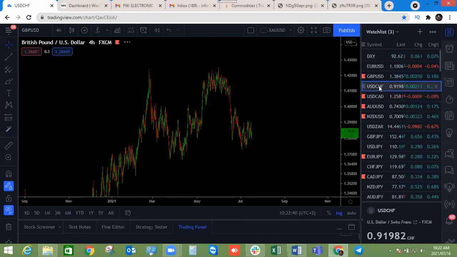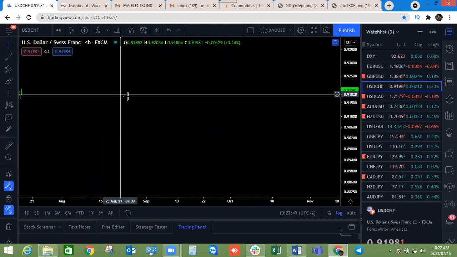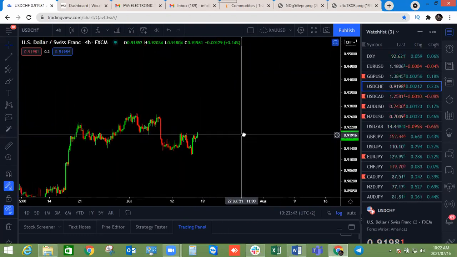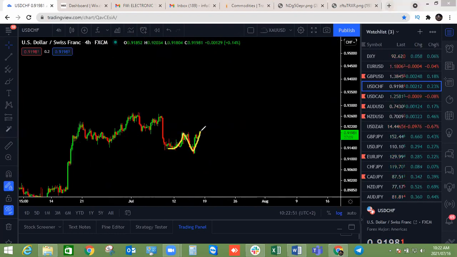US dollar chief wanted to see that continue to the downside. But with the structure on the DXY, will this just be a flat here and we see continuation to the downside like that?